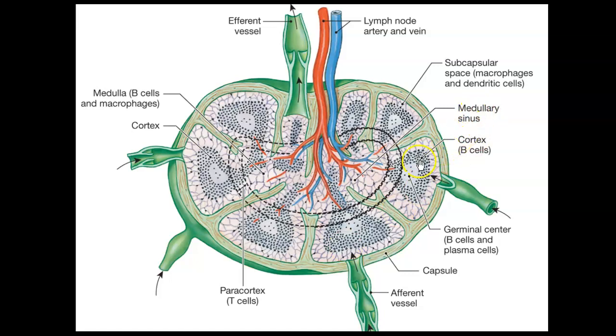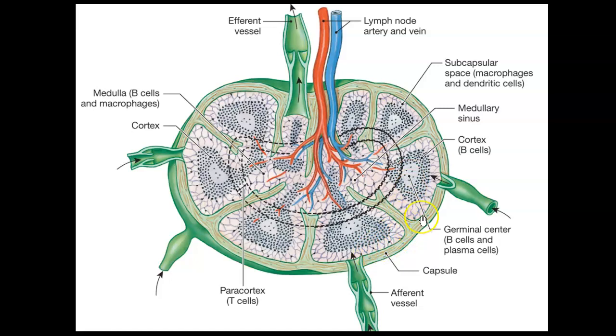The cortex and this whole part here, hopefully you can see what I'm referring to. This whole level here is the cortex, and then the medulla is in this center area. So the cortex contains a concentration of B cells. The medulla contains concentrations of B cells and macrophages. Then in the cortex, in the center of this group of B cells, you have germinal centers, which contain B cells, and also B cells that have differentiated into plasma cells.